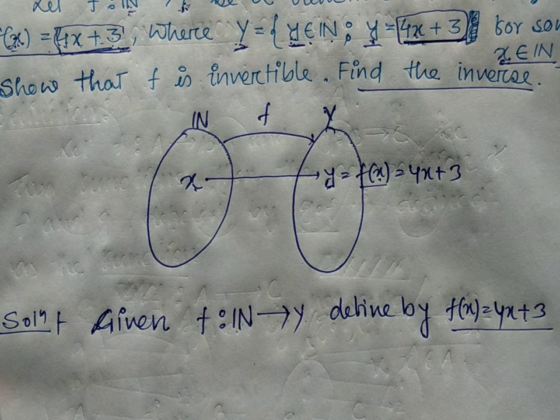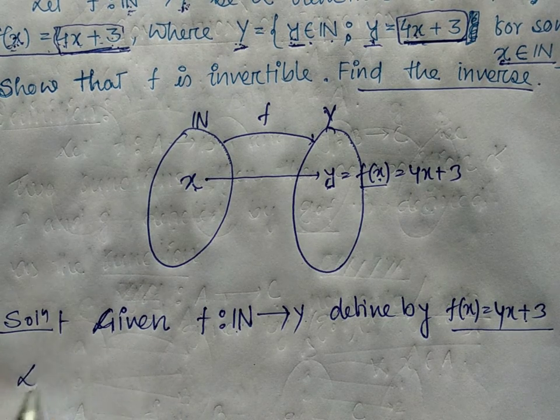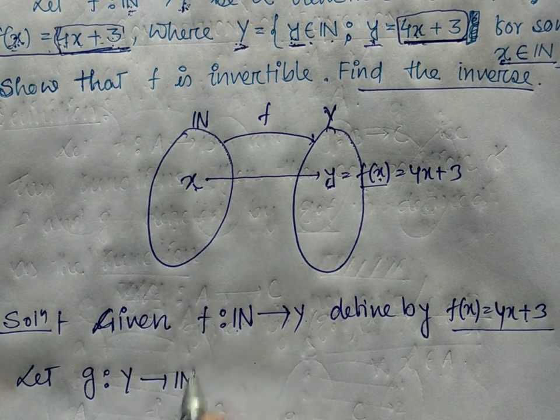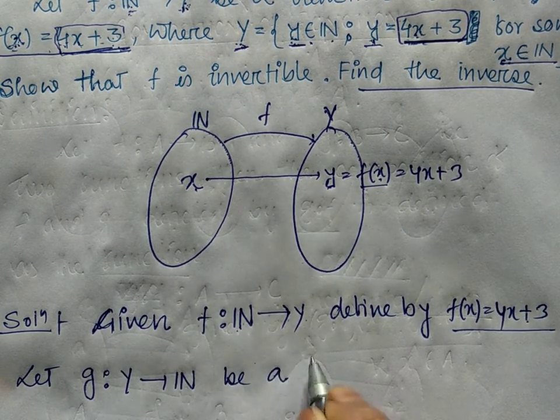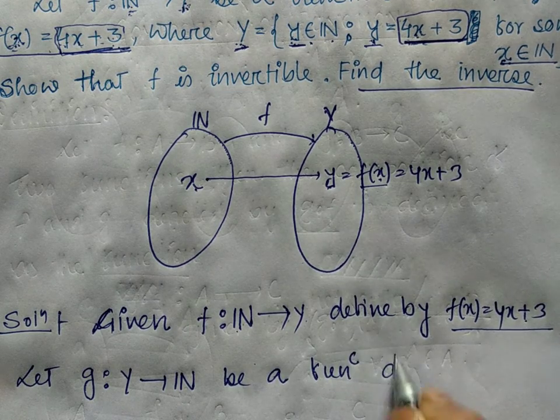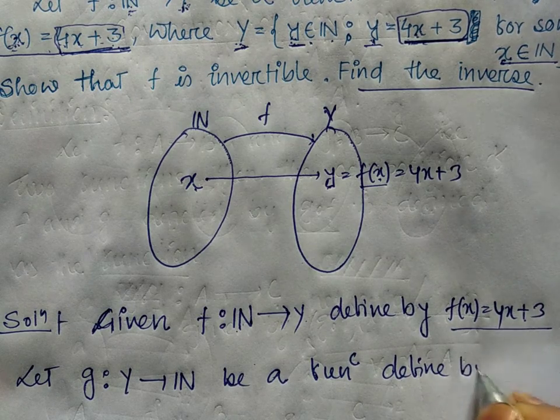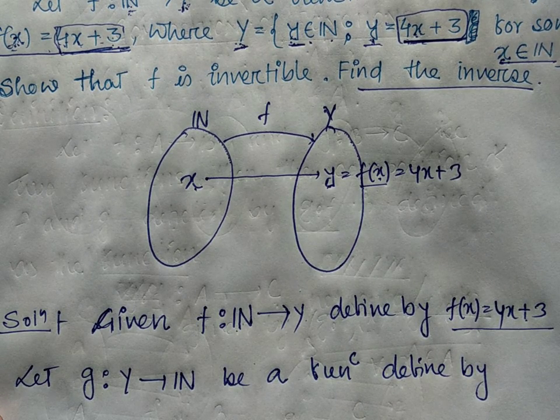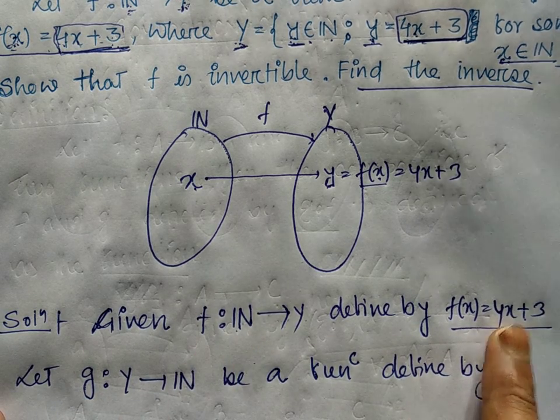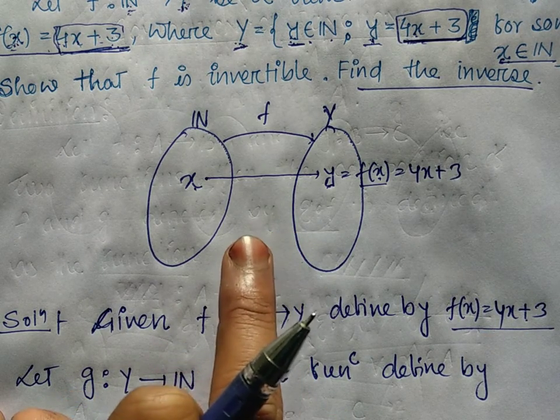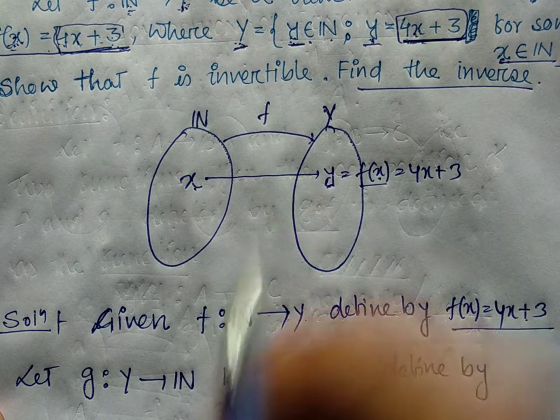Now we are going to consider another function in the reverse way. Let g from y to n be a function defined by. Now how can we define the function g? f to another is defined, then g to ami can define korim. So observe the arrow diagram carefully.